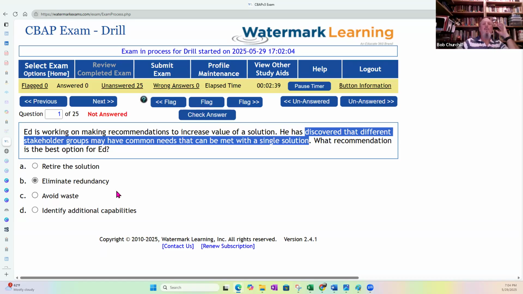Think about the question though. This is a slam dunk. At least it should be. God knows what Watermark will do. He's discovered that groups have common needs that can be met with a single solution.